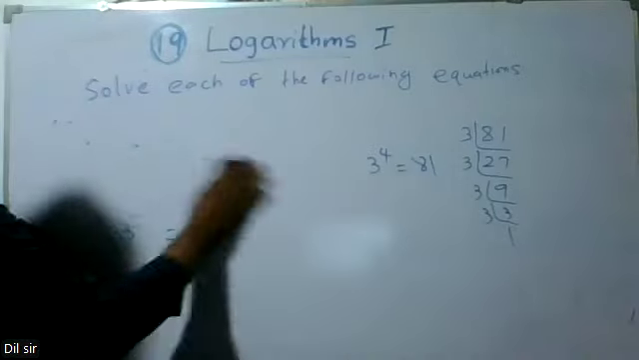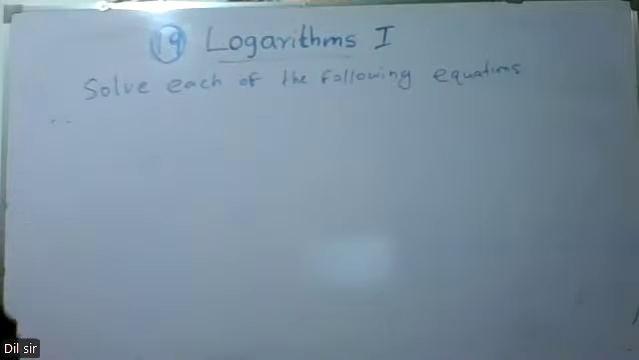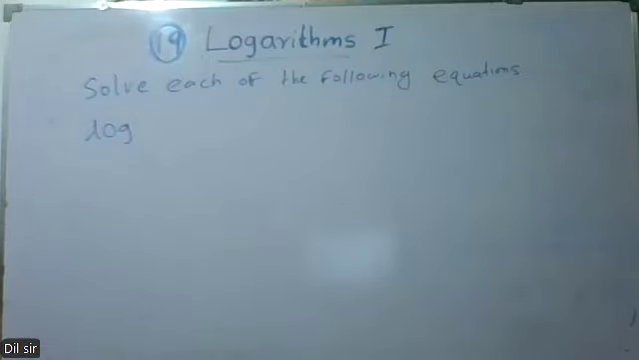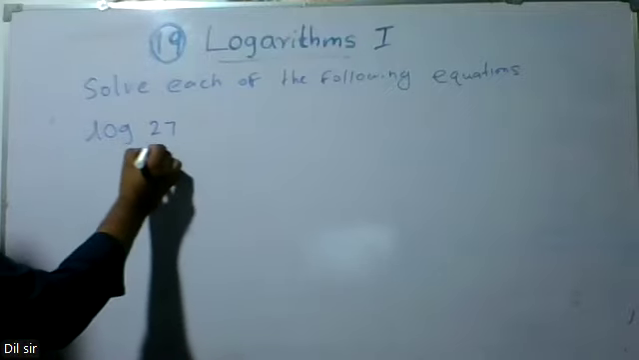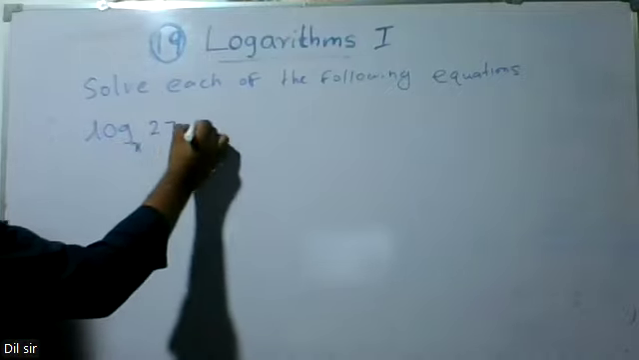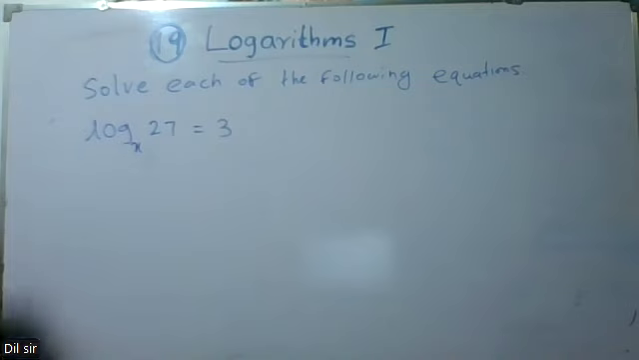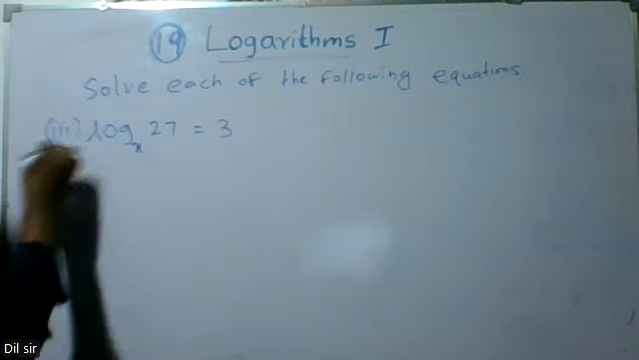Next. Logarithm of 27 to base x equals 3. Alright, this. Now first, write this in index notation. Right, I will explain this. There is a small difference.